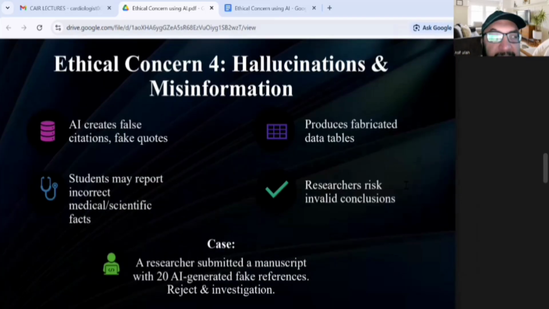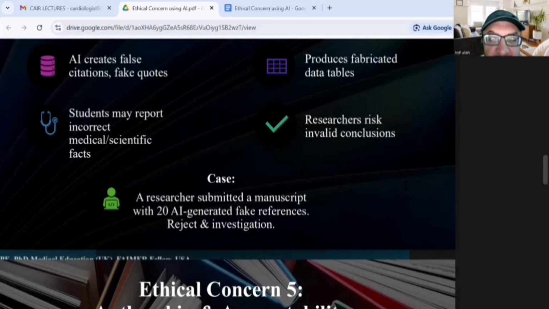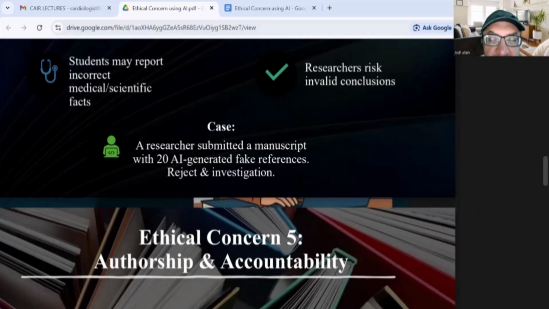The fourth ethical concern is hallucination and misinformation. AI creates false citations, fake quotes, and produces fabricated data tables. Students may report incorrect medical or scientific facts. Researchers risk invalid conclusions. Researchers submitted a manuscript with 20 AI-generated fake references and it was subjected to rejection and investigation.